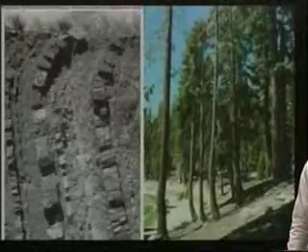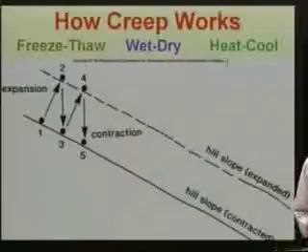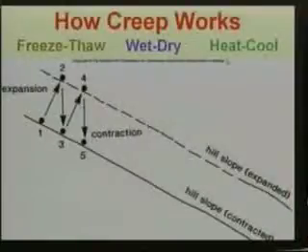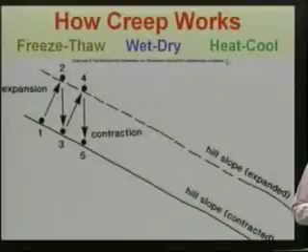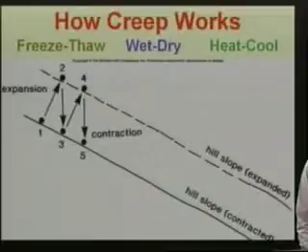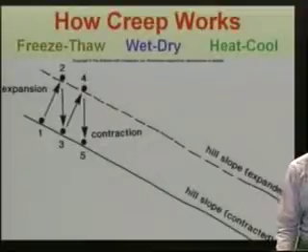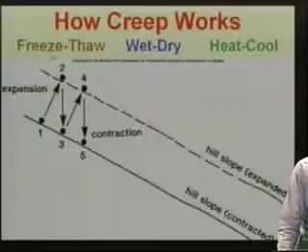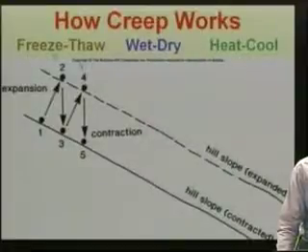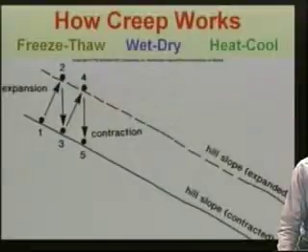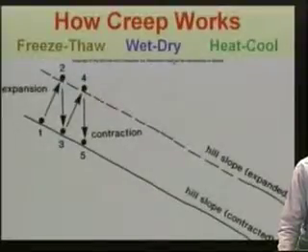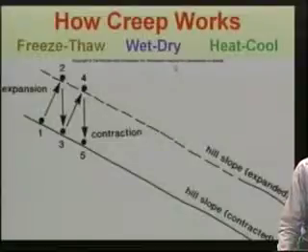I think I have another shot here about how creep works. We want something that causes these things to expand and contract as it moves and migrates in a slow fashion, kind of like a super slow flow. Another way to look at it. One thing that could happen is freeze and thaw will cause expansion and contraction. Wet and dry scenarios will cause expansion and contraction, as well as heating and cooling.